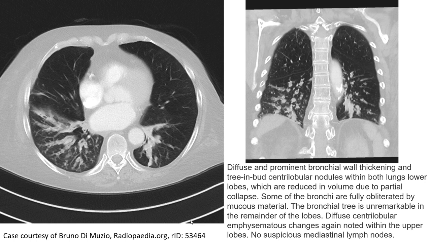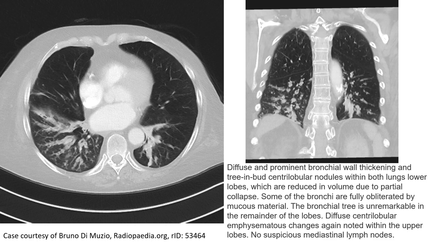So here is the first case. We show diffuse bilateral bronchial wall thickening and tree-in-bud centrilobular nodules within both lungs' lower lobes, which are reduced in volume due to partial collapse.